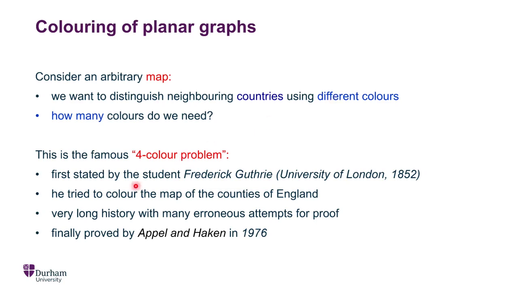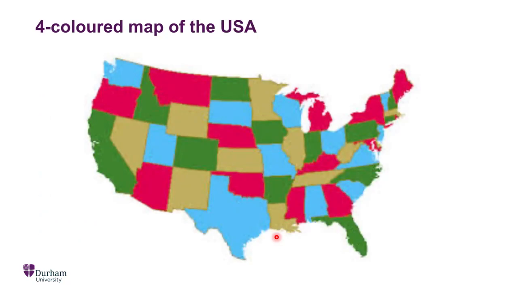This problem has got a very long history with attempts to prove it. Unfortunately, none of them were successful until finally 1976, when it was proven, and it was the first proof done by computer. This here is an example of a 4-colored version of the USA map.